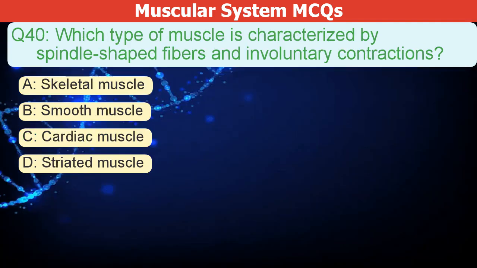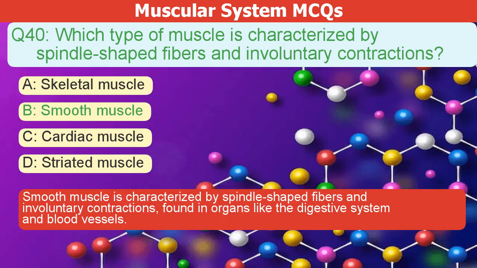Which type of muscle is characterized by spindle-shaped fibers and involuntary contractions? A. Skeletal muscle. B. Smooth muscle. C. Cardiac muscle. D. Striated muscle. The correct answer is B. Smooth muscle is characterized by spindle-shaped fibers and involuntary contractions, found in organs like the digestive system and blood vessels.